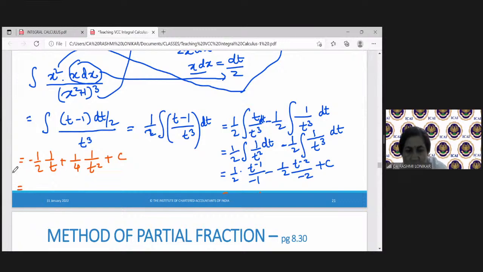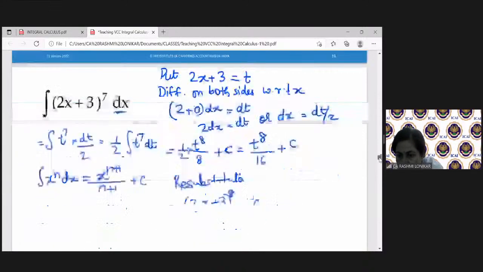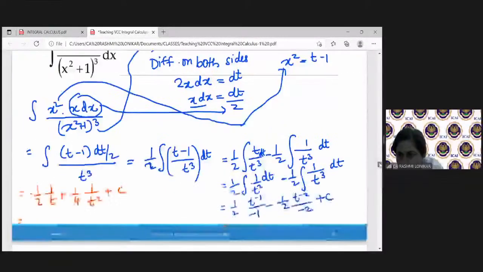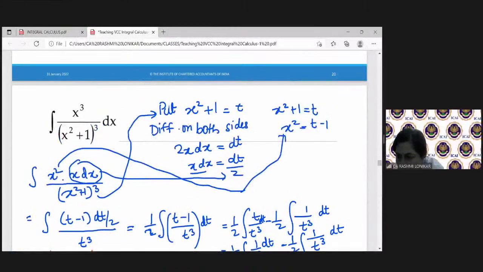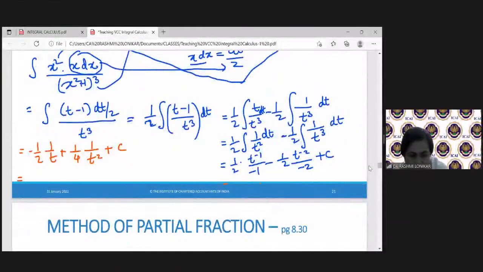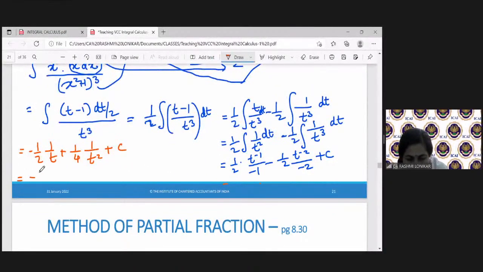So let me resubstitute for t. What is t? t is x square plus 1. So let me put it over here. This will be equal to minus 1/2 1 upon x square plus 1, plus 1 by 4 1 upon x square plus 1 whole square, plus c.